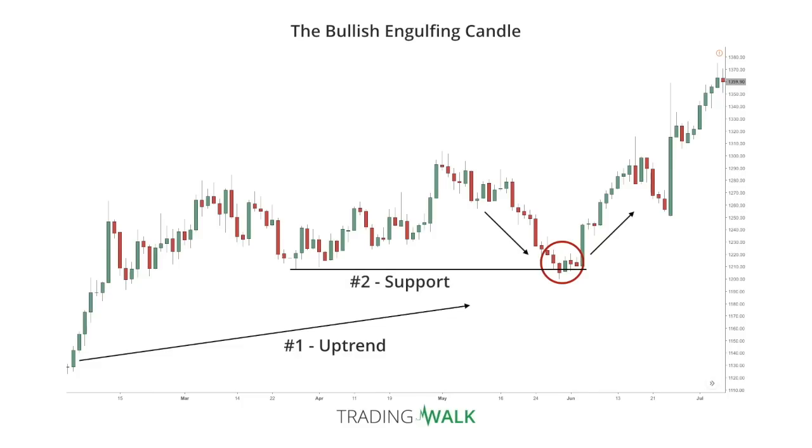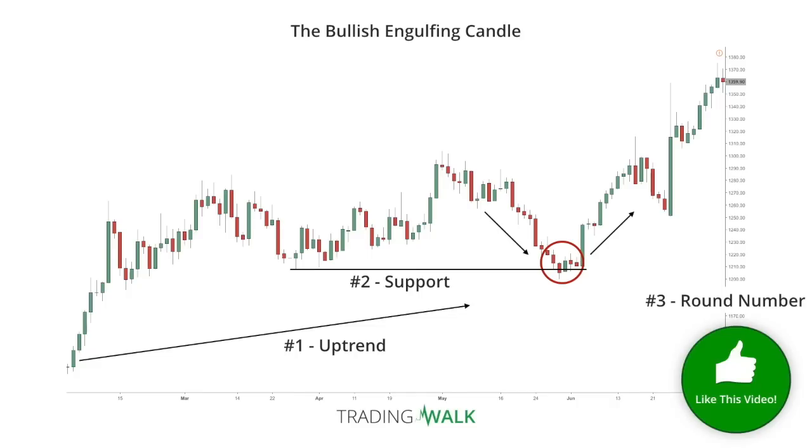The second upgrade I want you to look for when trading the bullish engulfing candle is support. So as you can see here, we have a previous low right at the level where the bullish engulfing candle appears. And the third thing I want you to look for is round numbers. And as you can see in this example, you have a bullish engulfing candle right at the 1200 level. And round numbers are something that's really powerful and something you should absolutely trade.